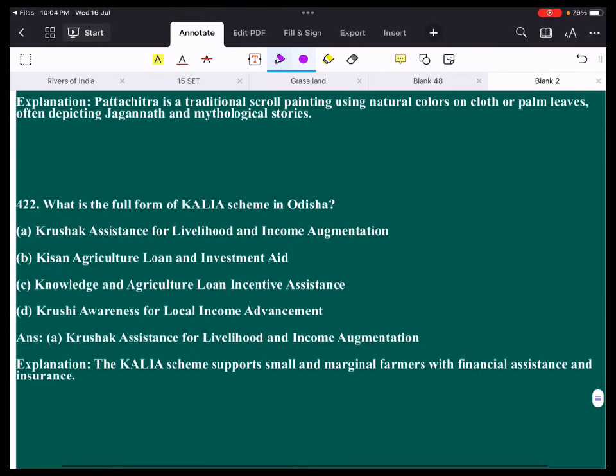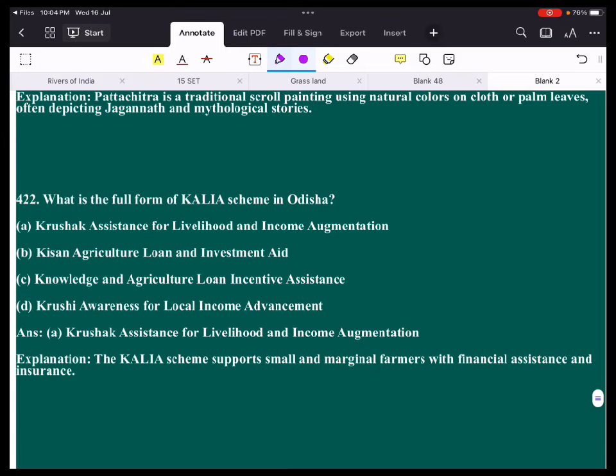What is the full form of the KALIA scheme? That is Krushak Assistance for Livelihood and Income Augmentation. That is option A.